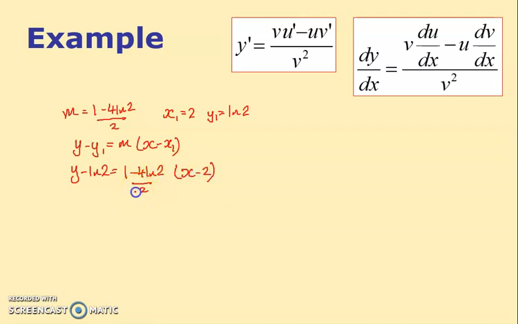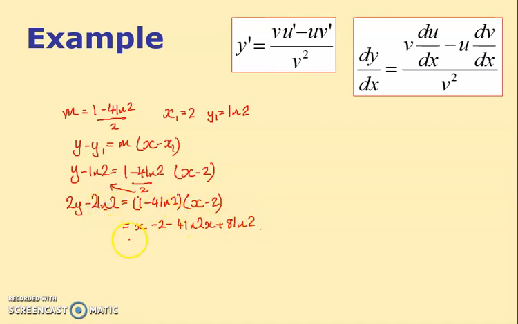Now the first thing to do obviously is whack that 2 up there, so I get 2y minus 2 log 2 equals, and I've got to multiply this out, I've got (1 minus 4 log 2) times by (x minus 2), which is, let's just do this, that's x minus 2 minus 4 log 2 of x plus 8 log 2. So I've just got to tidy this up a bit. The 2 log 2 comes over and becomes 10 log 2.